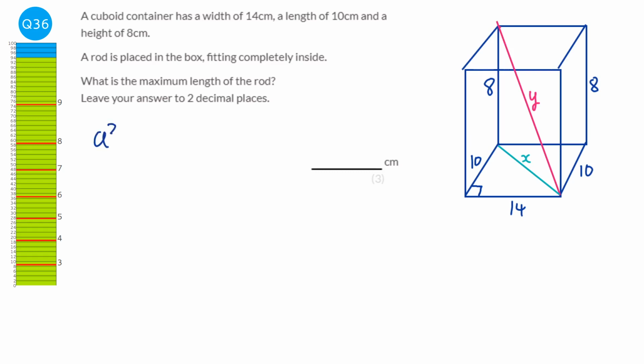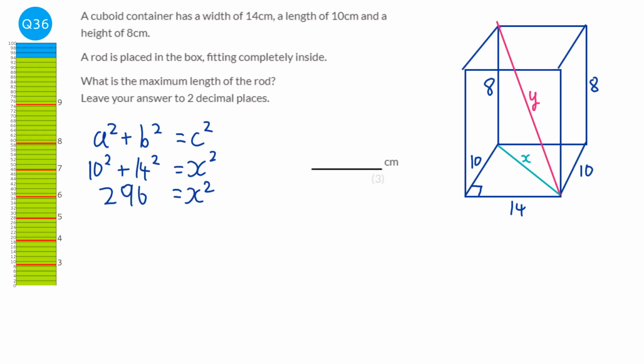So it's a squared plus b squared equals c squared. So it would be 10 squared plus 14 squared equals c squared. And it's actually not c, we've called it x, so why don't I stay consistent, equals x squared. So I'm going to do 100 plus 196, which would be 296 equals x squared.